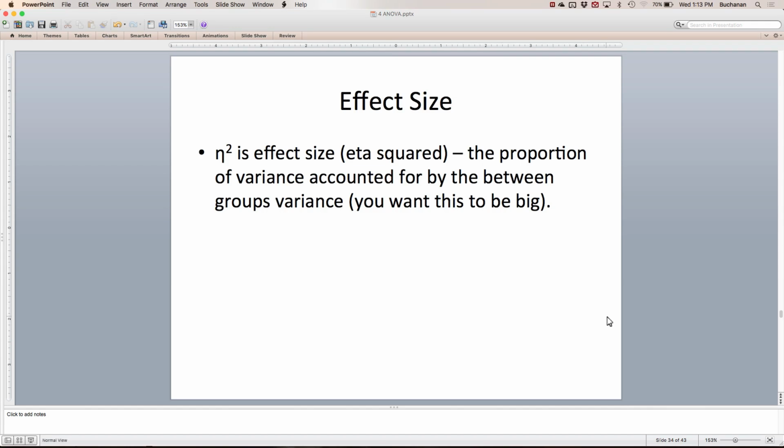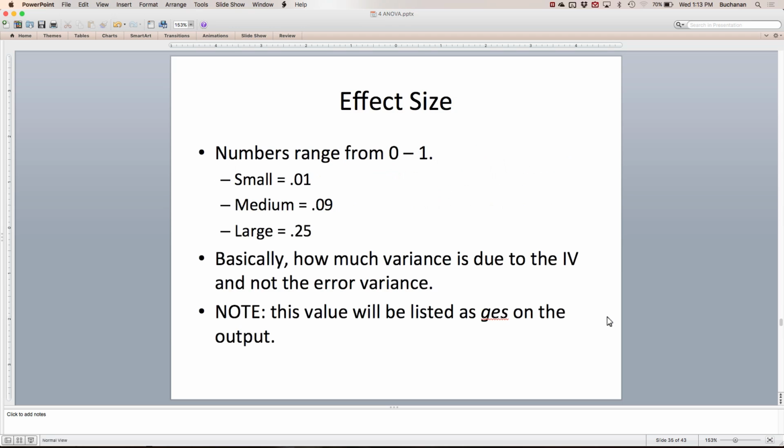It is different than D, though. So Cohen's D is a z-score, how far apart are the means. This is from the notes at the beginning of the semester, just a reminder. So it ranges from 0 to 1, because it's a proportion. Small, medium, and large are 0.01, 0.09, 0.25. Some people have slightly different rules. These are the ones I'm going to stick with. So how much variance is due to the IV? Not the error. You will get small numbers usually.